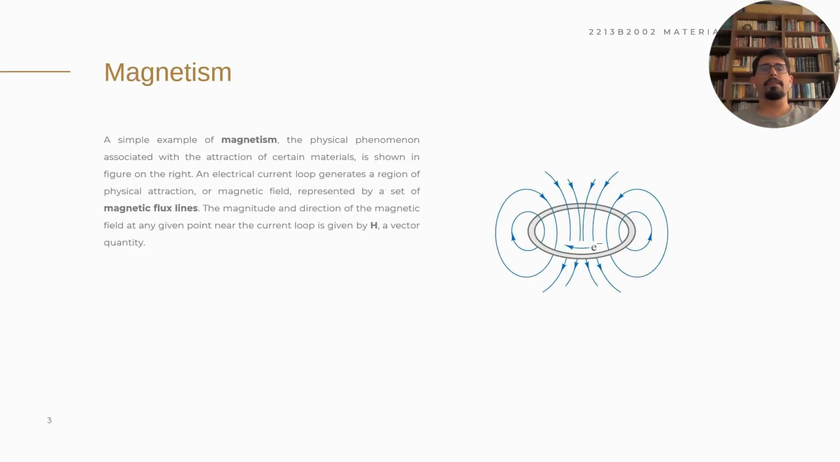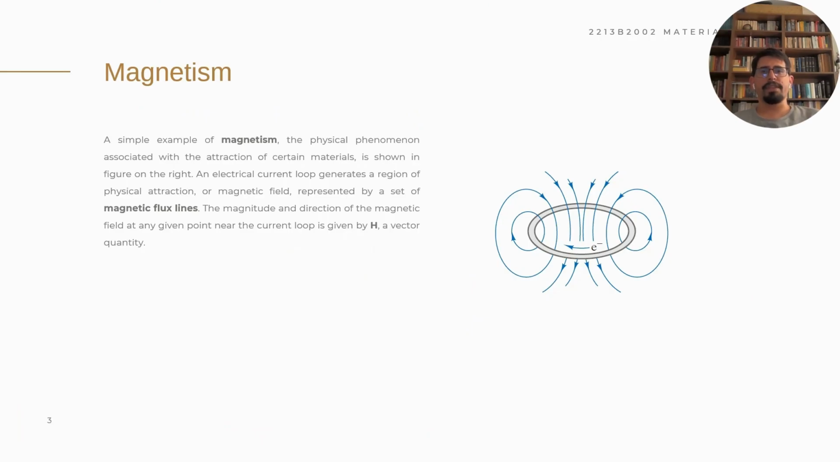What you see here is a simple but powerful concept. When an electric current flows through a loop, like the one shown on the right, it generates a magnetic field. This field isn't just an abstract idea, it's made visible through what we call magnetic flux lines. These lines show us the direction and strength of the magnetic field, like invisible threads wrapping around the current loop.